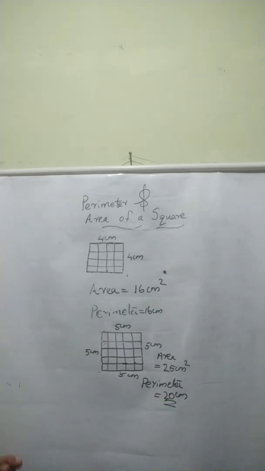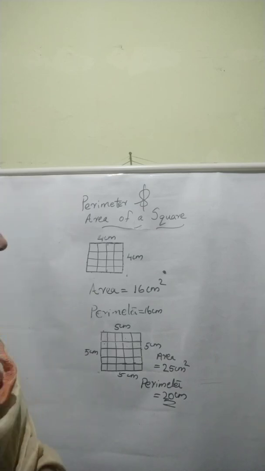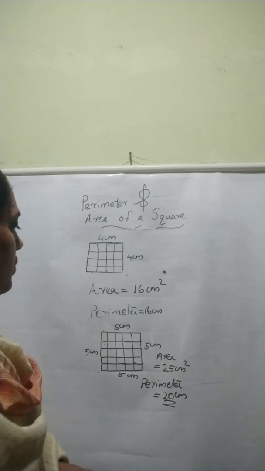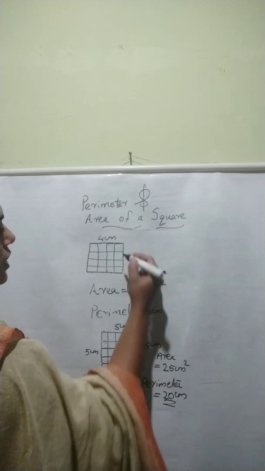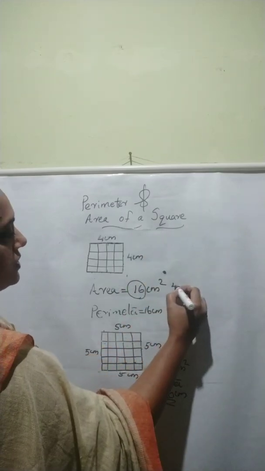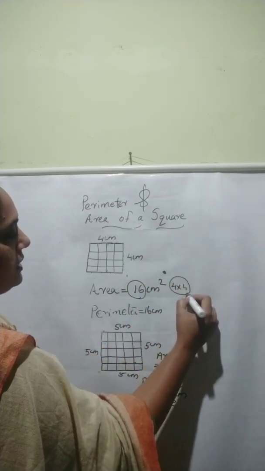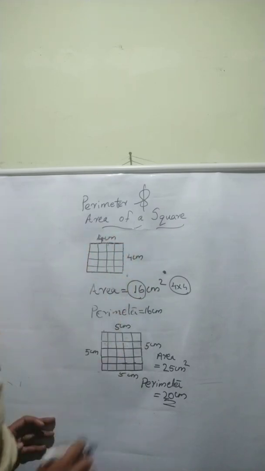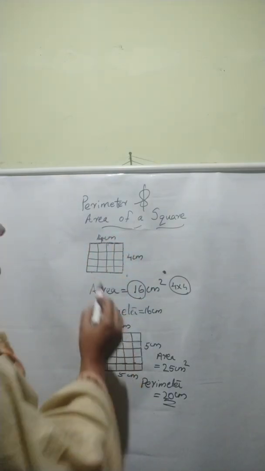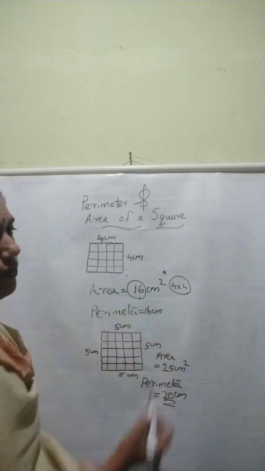So, by doing these two examples, we can find out a relation between area and perimeter. How can we find out? Here we know that 16 is 4 times 4. That means we have to multiply two sides. Multiply the length of two sides. Then we will get the area of a square.